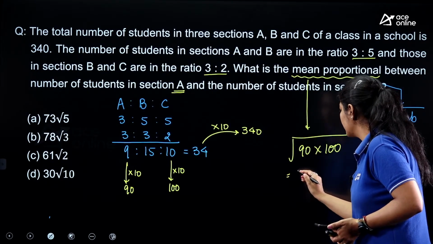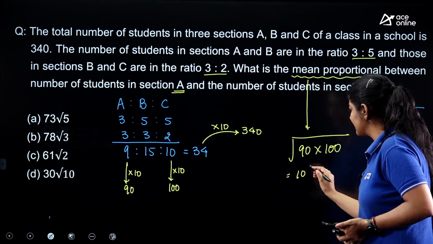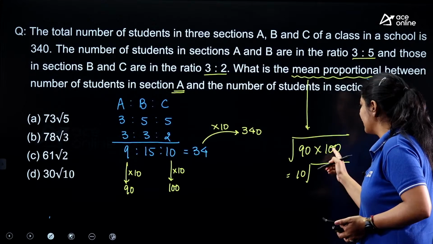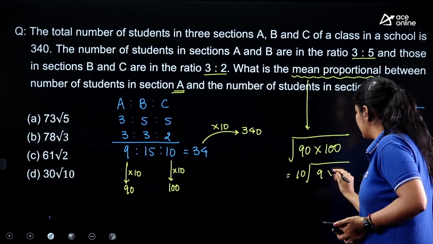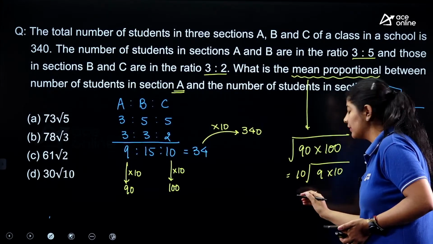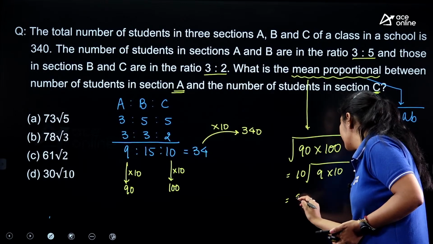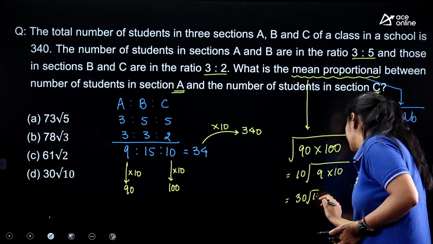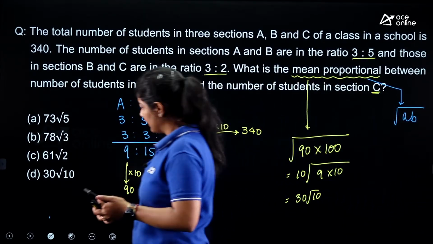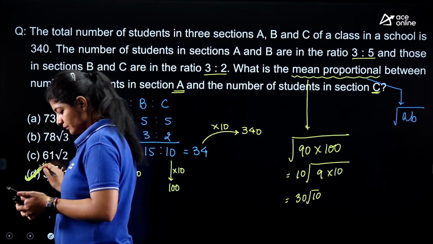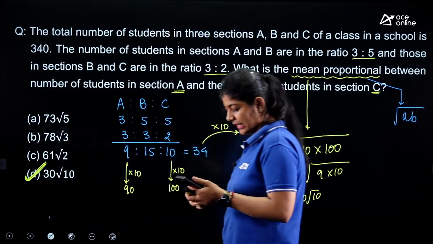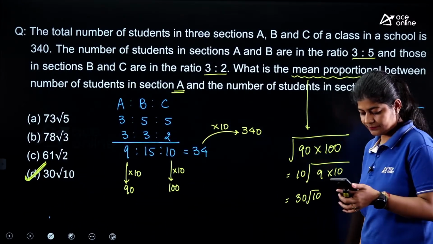So here what I am going to do, I am just taking this 10 out, and here I got 9 into 10. Again I will take this 9 out and it will become 3. So here we are having 30 root 10. That means your option number D is the correct one.